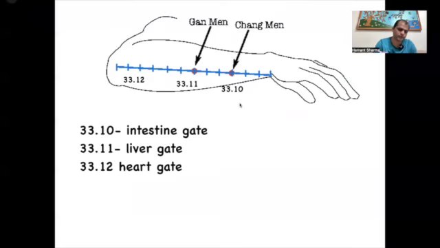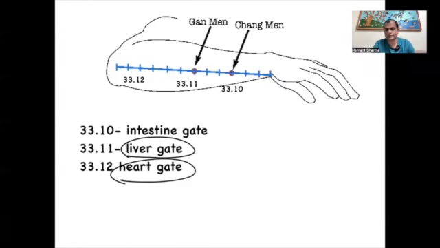The second point, liver gate, which is a very good point for the liver. And the third point, that is the heart gate. Right now, out of three gates, I will discuss two. The third gate I will discuss in the next class, in the upcoming classes. So let's talk here.